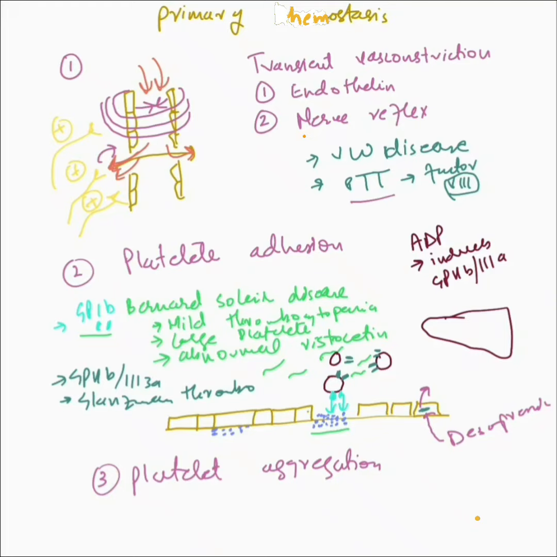Then another thing is the source of von Willebrand factor. So where is von Willebrand factor located, or what are the sources of von Willebrand factor? Von Willebrand factor is present in number 1, the alpha granules of platelets, and number 2, the Weibel-Palade bodies that are located in the endothelium. So if this is an endothelial cell, in it we have a Weibel-Palade body.